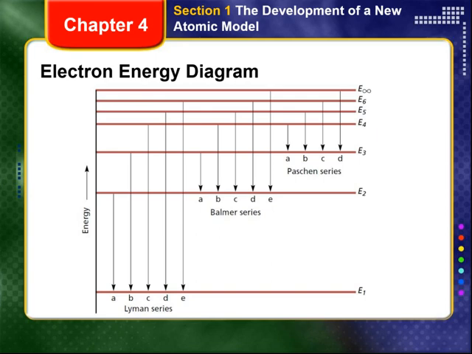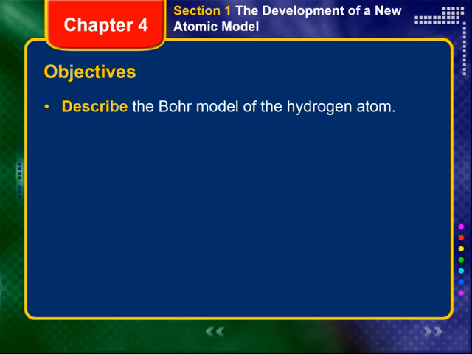And it was soon recognized, however, that Bohr's approach does not explain the spectra of atoms with more than one electron, nor did Bohr's theory fully explain the chemical behavior of atoms. So at this point, I'm wanting you to be able to describe the Bohr model of the hydrogen atom.